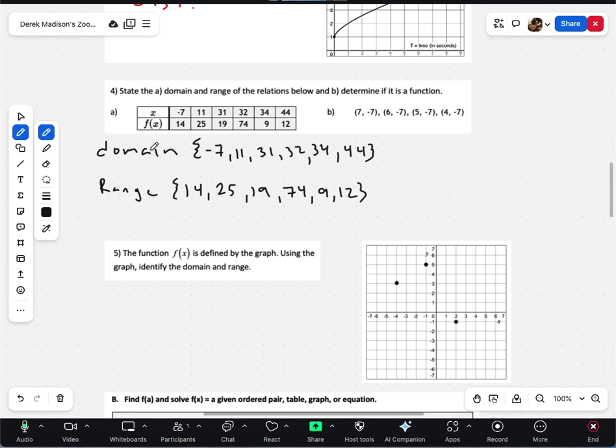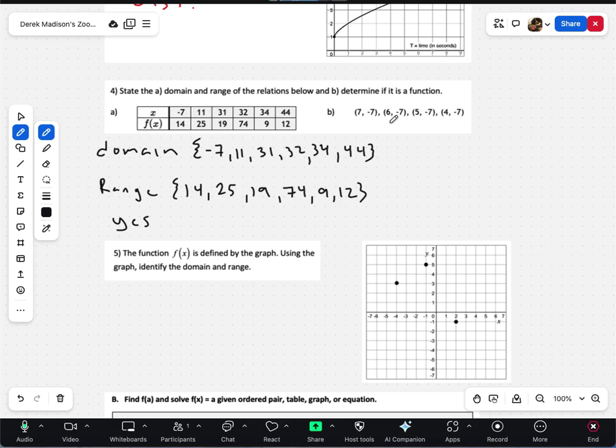And then determine if it's a function. The easy way to do that is to look for repeated x values, and we don't have any repeated x values, so that means each of these has just one output associated, so we would say, yes, that is a function.